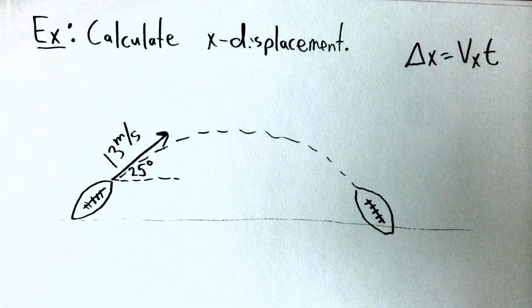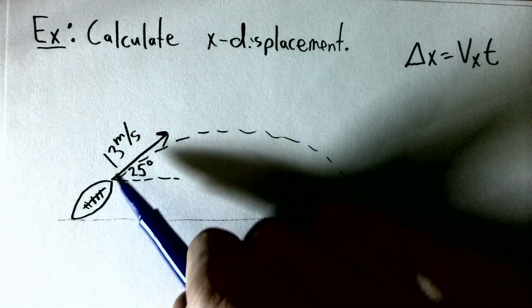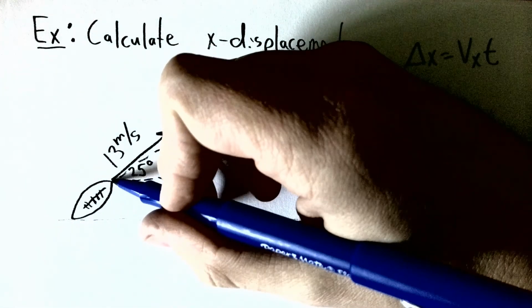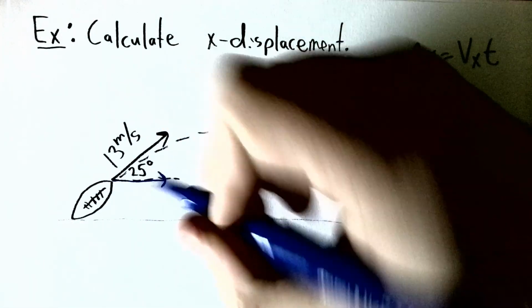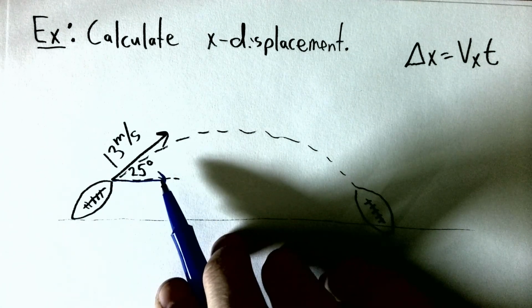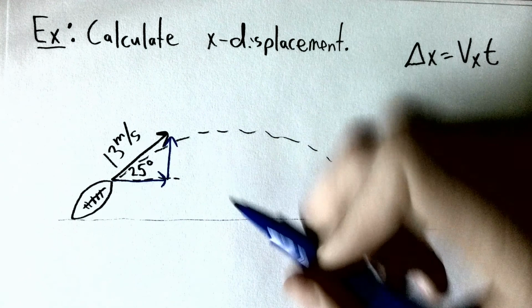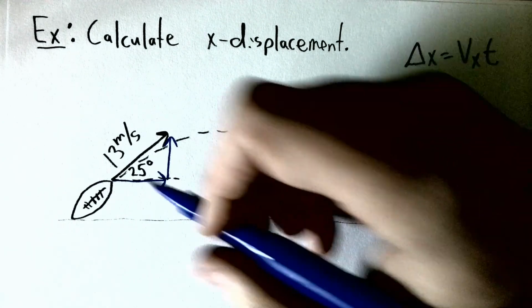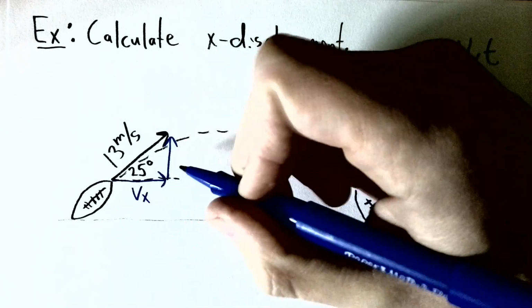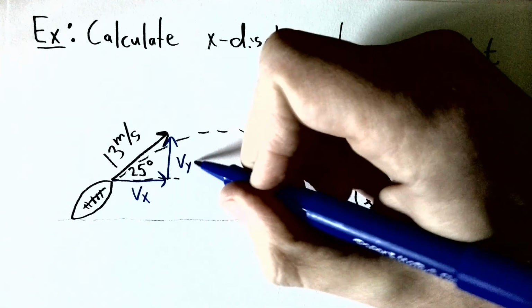SOHCAHTOA. So this football is moving up and to the right. This will represent how fast it's moving in the x direction. I'm going to complete the triangle, even though we might not use Vy initial. So this is Vx, and this is Vy initial.